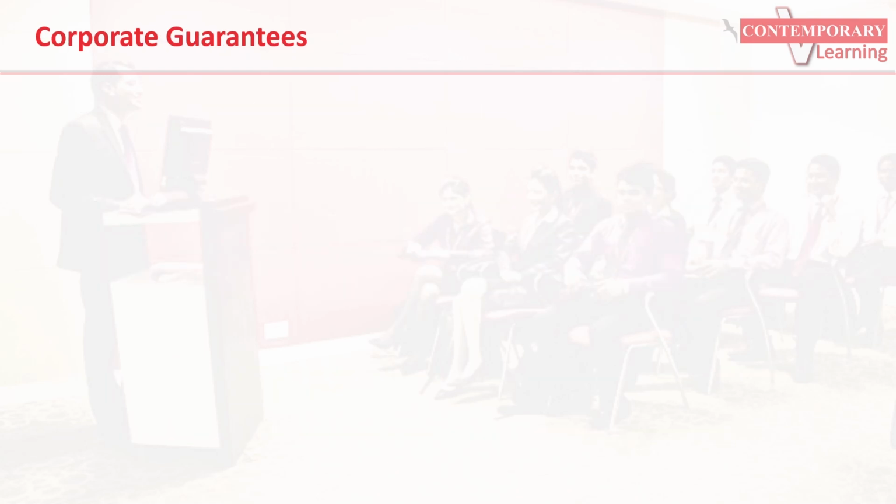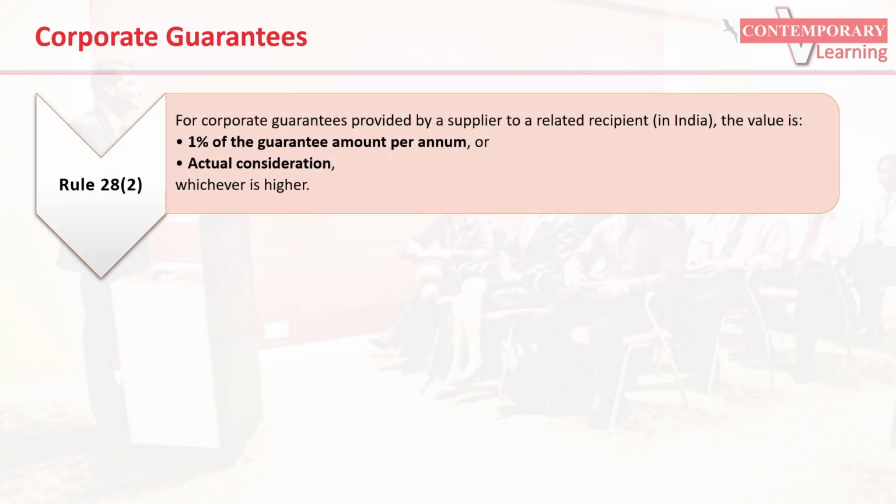Rule 28(2) deals with corporate guarantees. For corporate guarantees provided by a supplier to a related recipient in India, the value is either 1% of the guarantee amount per annum or the actual consideration, whichever is higher. This ensures that corporate guarantees are properly valued for GST purposes and prevents undervaluation of such financial services.